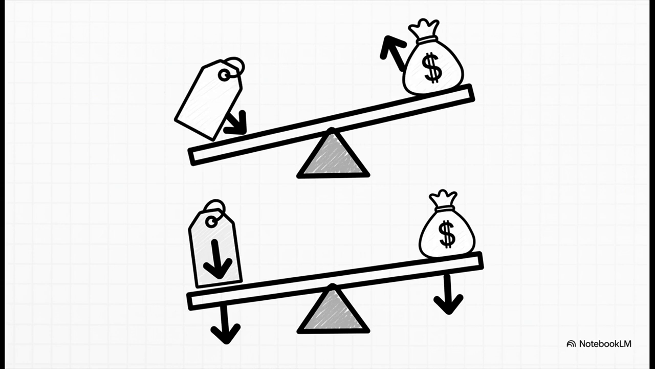For elastic goods, price and total revenue move in opposite directions. You cut the price, revenue goes up. For inelastic goods, they move in the same direction. You cut the price, revenue goes down. I'm telling you, understanding this one simple relationship is the key to smart pricing.